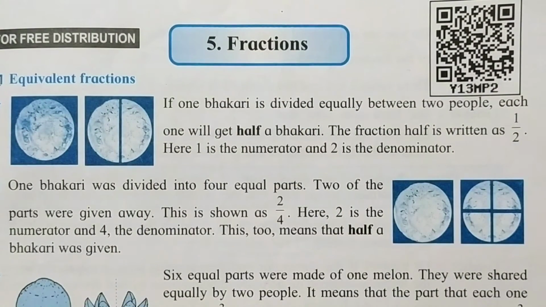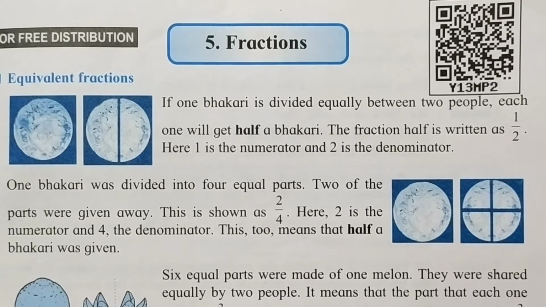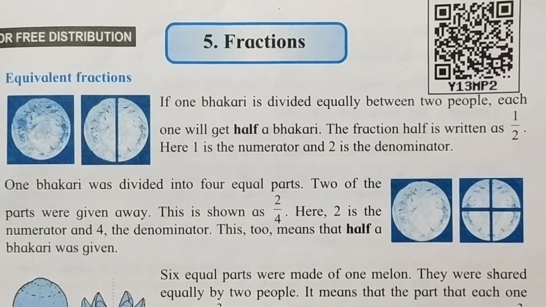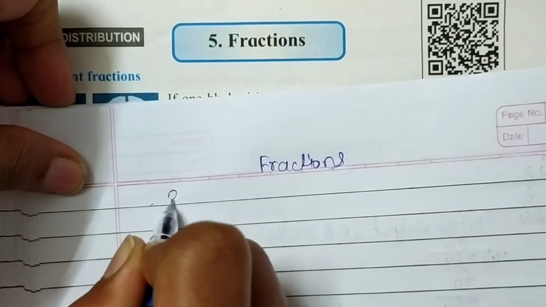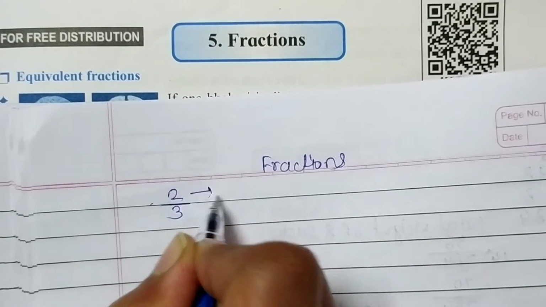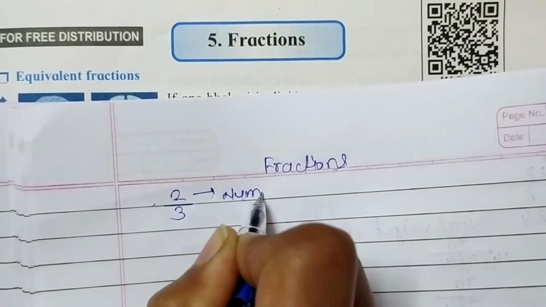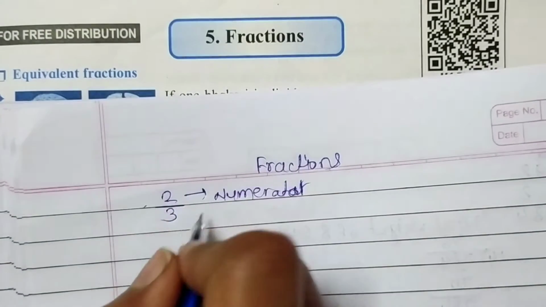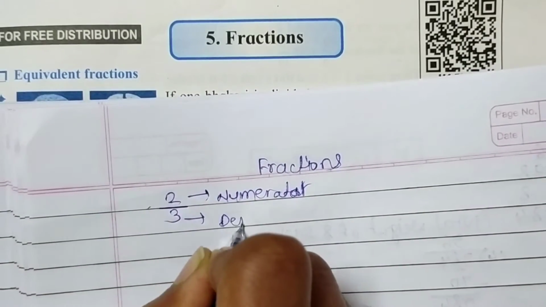We are familiar with fractions, about their numerator, denominator, and how to write them easily with the given figure. Let's revise it. In fraction 2 upon 3, 2 is a numerator. We call it numerator. And 3 is a denominator.